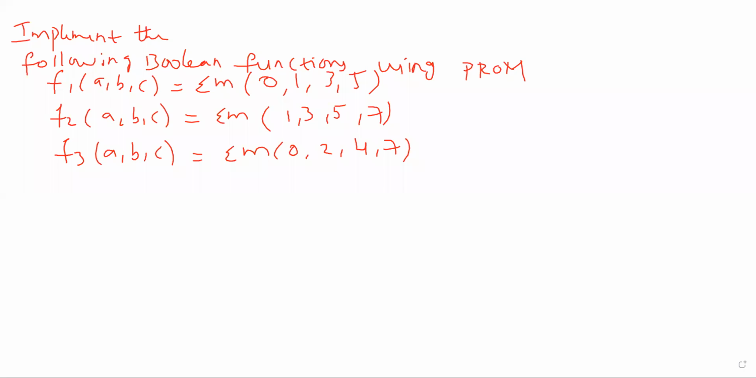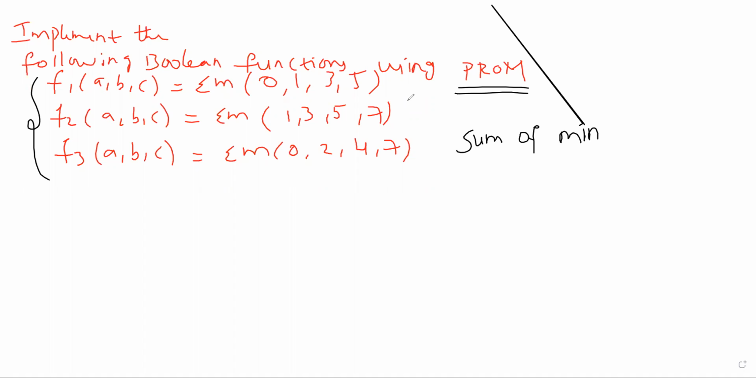Now what is the question given here? We have to implement the following boolean functions using PROM. Now if you observe, all these three functions are directly given in the form of sum of minterms. What is the next step we have to do? We have to decide the decoder. In each and every output function, how many input variables have they specified? 3 input variables. Therefore we require a 3 to 8 decoder.